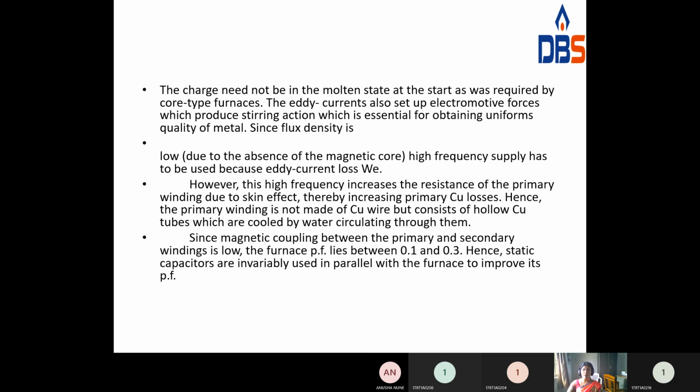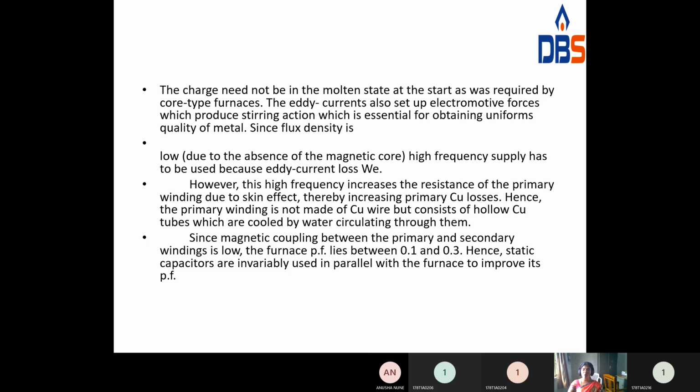Since the magnetic coupling between the primary and secondary winding is low, the furnace power factor lies between 0.1 and 0.3. Here no iron core is used, so there is no continuous magnetic path. That's why the magnetic coupling between the primary and secondary is low. Why? Because there is no iron core. So the furnace power factor always lies between 0.1 and 0.3.